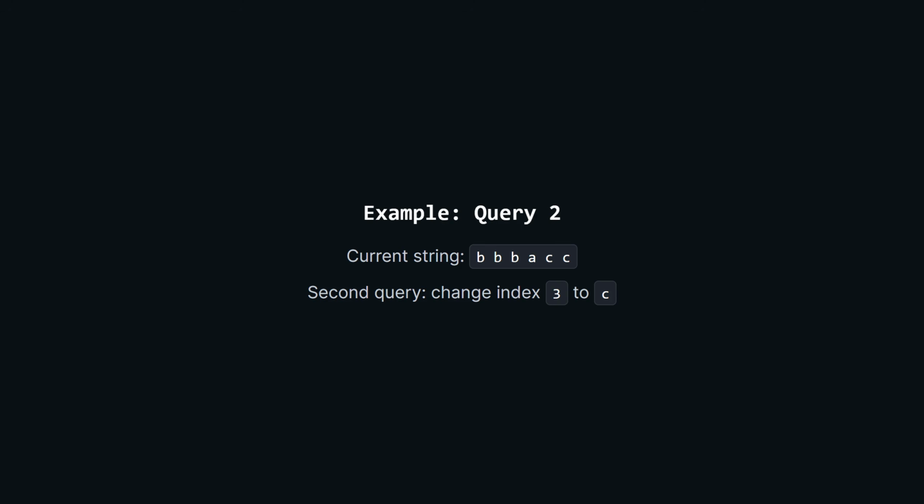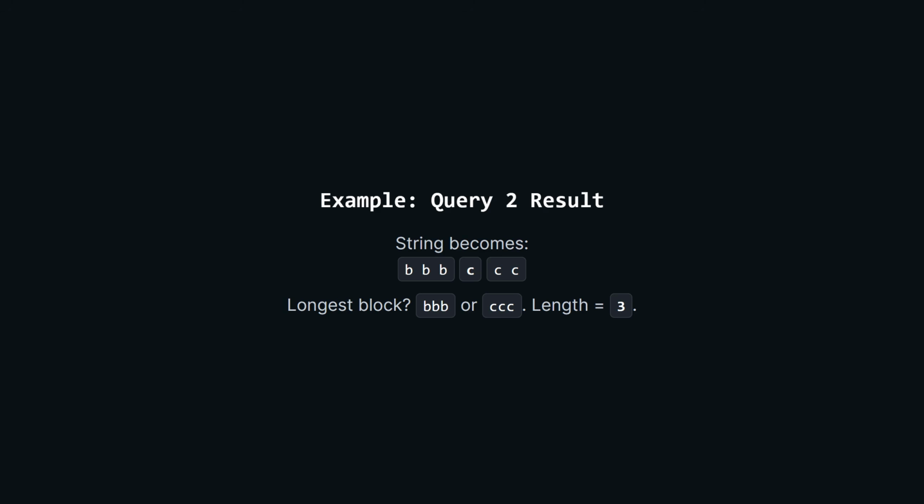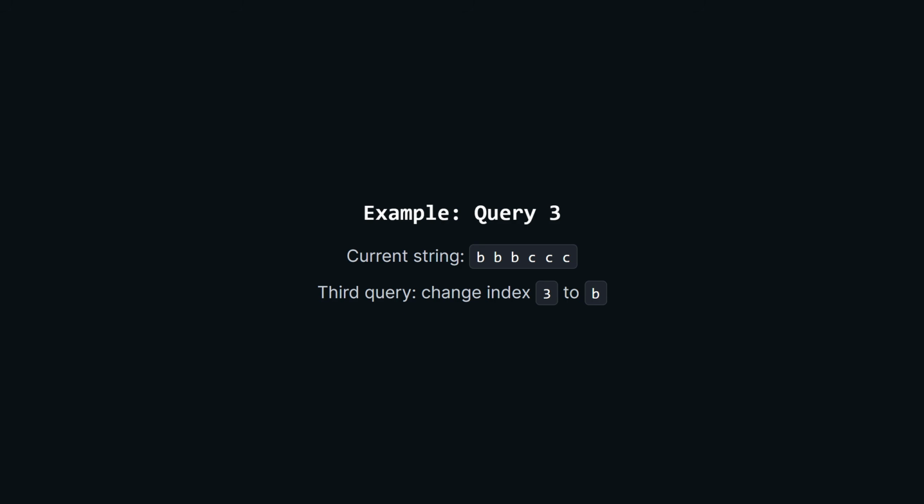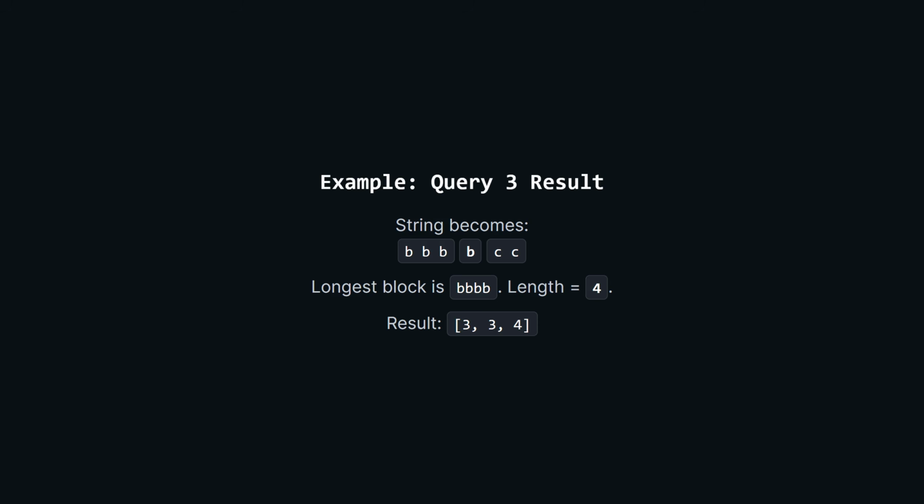Moving to the second query. We take our current string, and we are told to change the character at position 3 to a C. After the change, our string is BBBCCC. The longest repeating block could be the 3 B's or the 3 C's. Either way, the maximum length is still 3. Finally, the third query. We need to change the character at position 3, which is currently a C, back into a B. This connects the B's together. Our string is now 4 B's followed by 2 C's. The longest block is BBBB, giving us a length of 4. So our final answer list is 3, 3, 4.